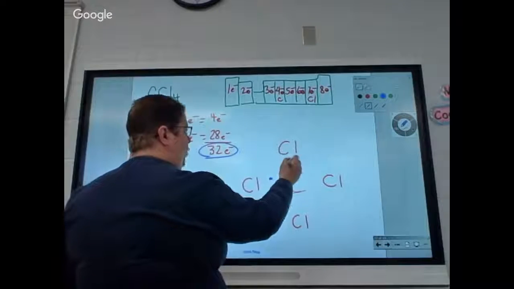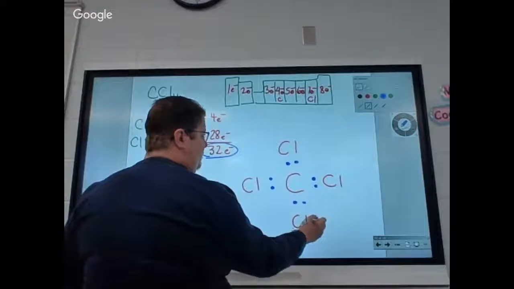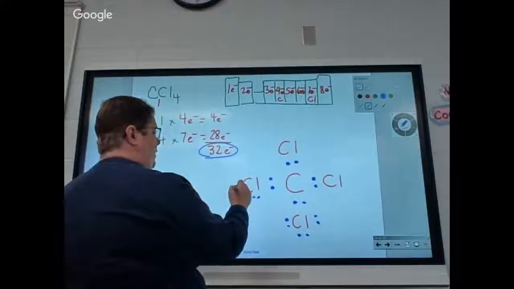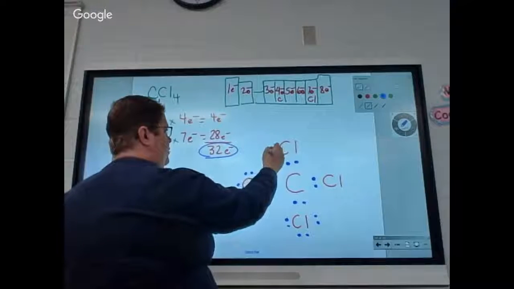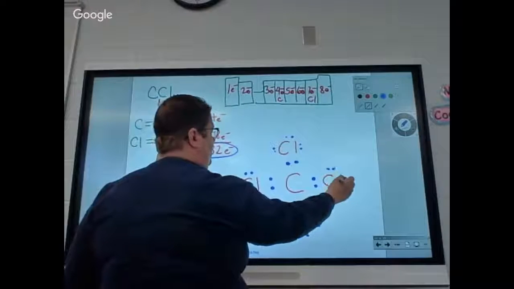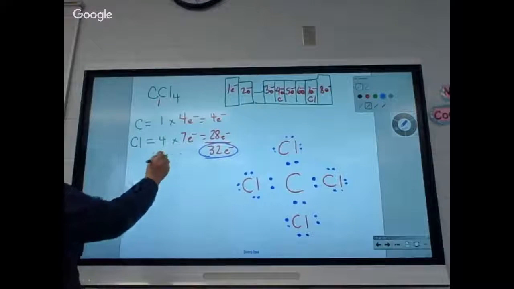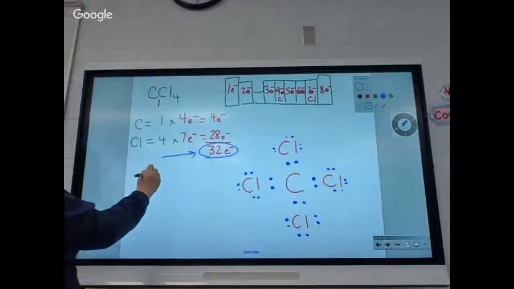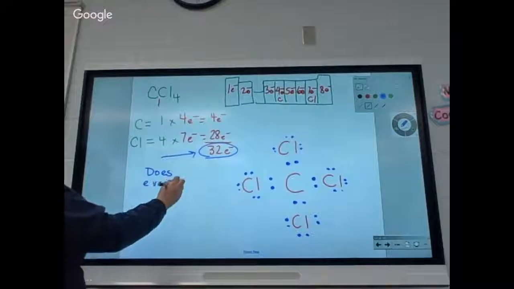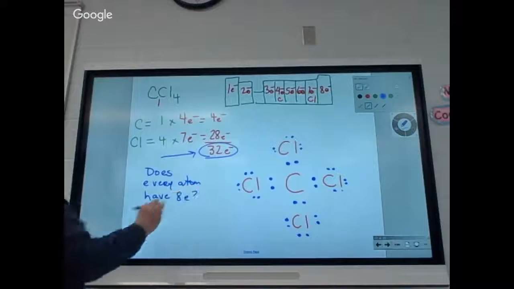2, 4, 6, 8, 10, 12, 14, 16, 18, 20, 22, 24, 26, 28, 30, and 32. Now, you have 2 rules. Do you have that number? And does every atom have what number? Have 8. Those are the 2 things you're checking.